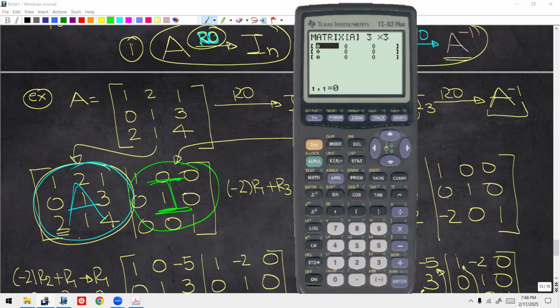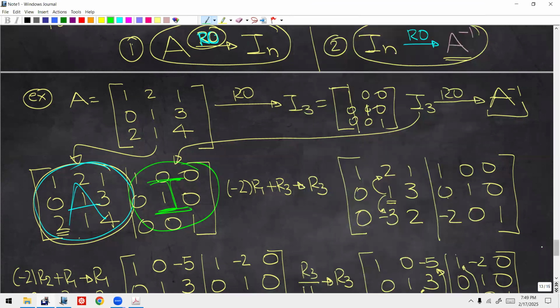So we have 1, 2, 1. And then the second row is 0, 1, 3. And then the last row is 2, 1, 4. So we got our matrix. So we're going to quit. We're going to go to second and matrix again. We're going to pick our first matrix and find the inverse of that. Okay, so let's do that. And we get that. We're going to change that to a fraction. So we get that. So let's see if that's correct to what we had.